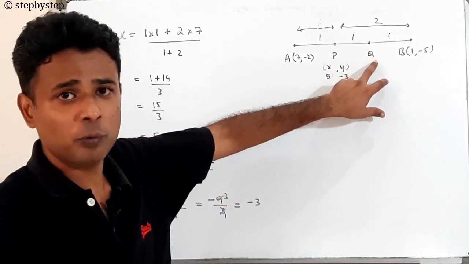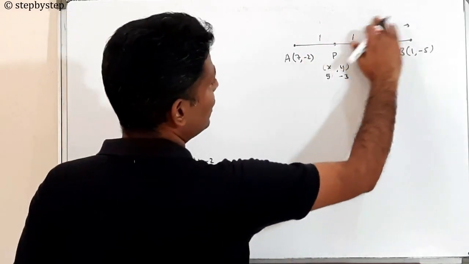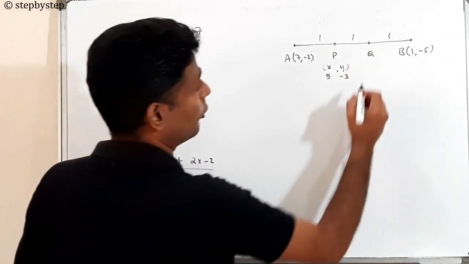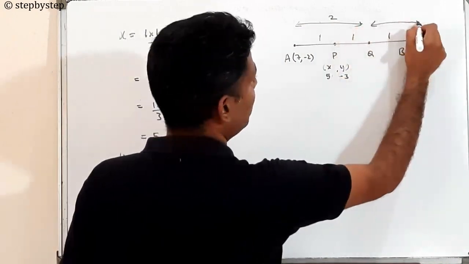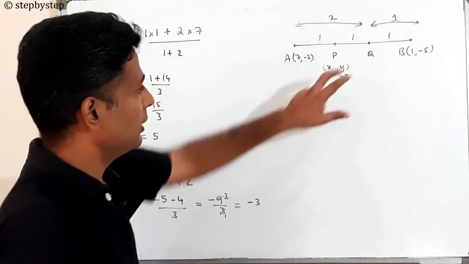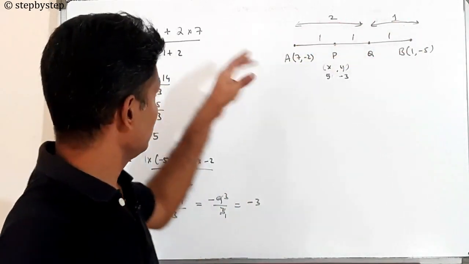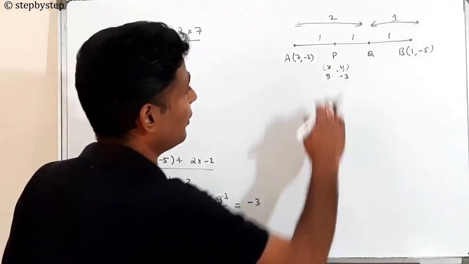Now to find the coordinates of this other point of trisection, there are two ways you can do it once you find the value of P. Let's say we had not found P. This entire thing would be 2 and this entire thing would be 1. So this point divides the line in the ratio 2:1 and we could have used this formula and found the value of Q. But there is a faster way.